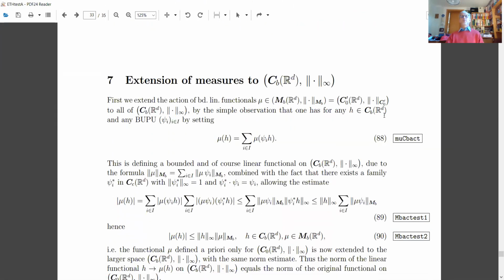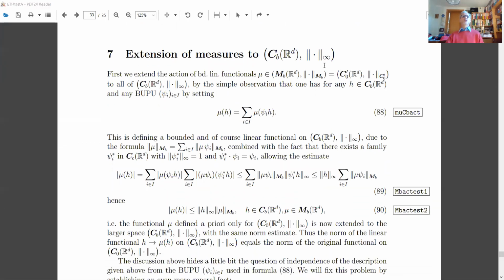Now, to go in the direction of bounded measures, I'm coming now to, because I think it's just enough time to do it now until the end of the lesson. I'm trying to convince you that you can extend the action of a bounded measure to all of the bounded measures. So I'm replacing C0 to CB.